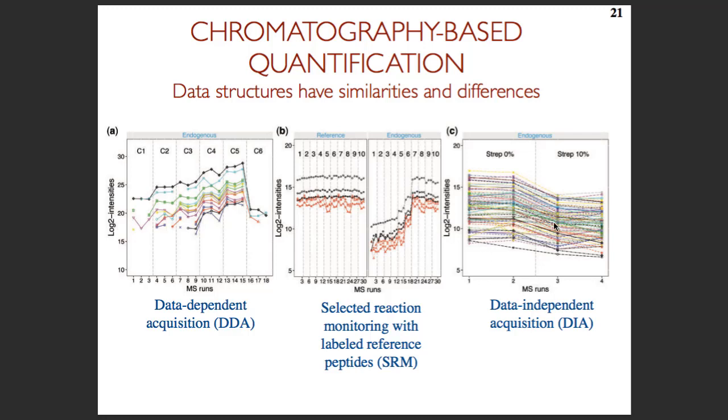And then data-independent acquisition will usually have a much larger number of features, but they can also have more interferences, especially among the features which are very low intensity. And so we need to deal with all of these things.